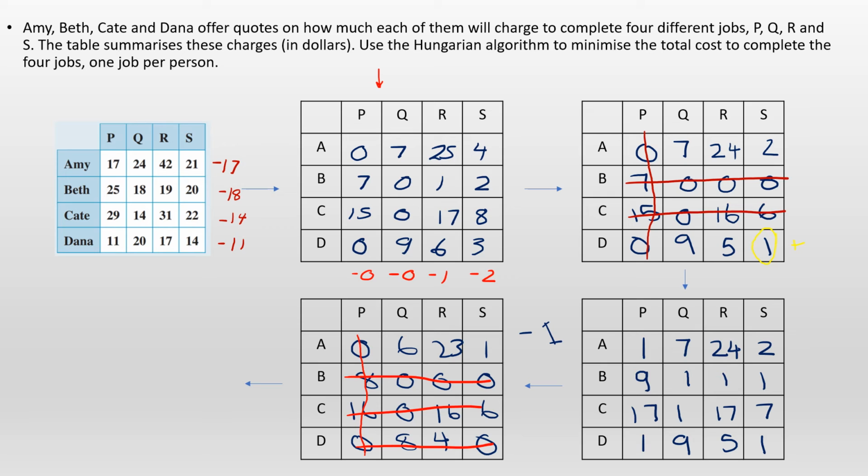I'm going to convert this into a bipartite graph. So on the left here, we had person A, Amy, Beth, Kate, and Dana, performing tasks P, Q, R, and S.